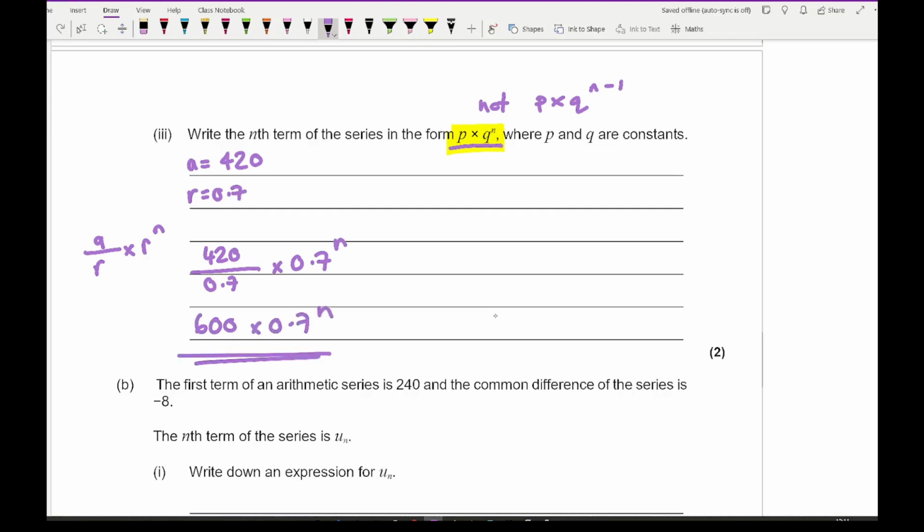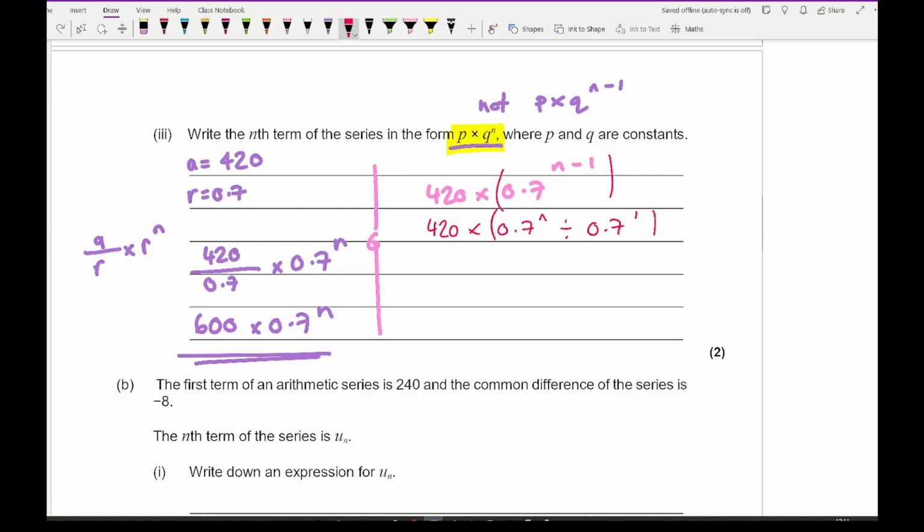Now if you're not sure and you're not familiar with that formula or you've not been taught it, then here if I substitute in 420 times 0.7^(n-1). Now what I'm going to do is work with this. Now if we use indices, when we're dividing, we take away the powers. So that's going to be 0.7^n divided by 0.7 to the power of 1.